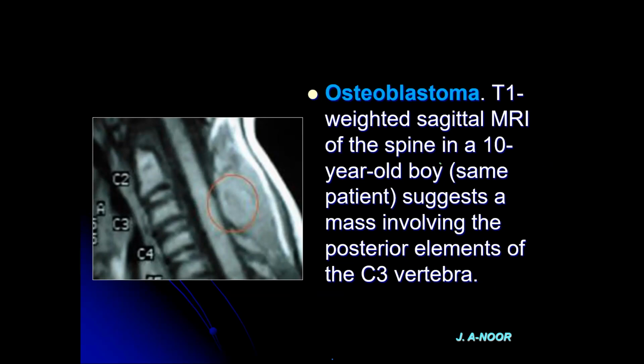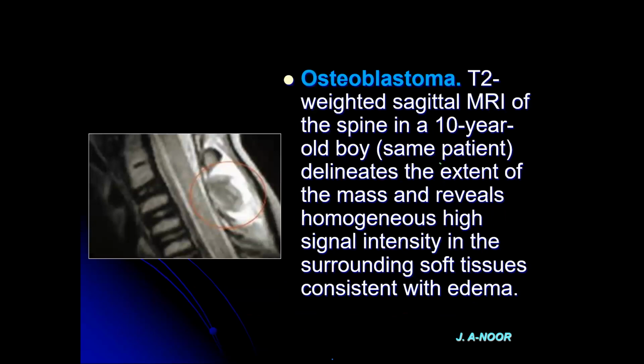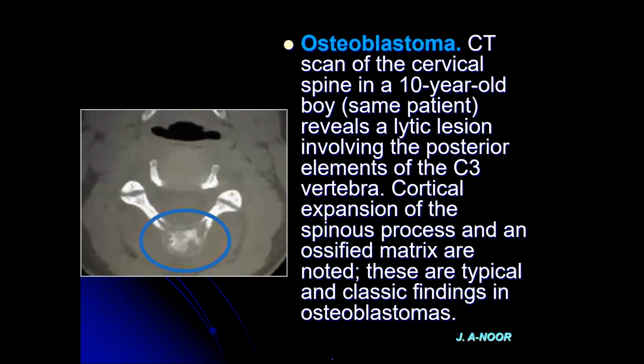This 10-year-old boy had an MRI, and it suggests a mass involving the posterior elements of the C3 vertebra. This shows you it on a T1 weighted gadolinium enhanced sagittal MRI of the spine, and it reveals contrast enhancement of a mass occupying the posterior elements of the C3 vertebra. Likewise over here. So you have to learn that this does occur. This is an osteoblastoma with a lytic area at the level of C3, which shows over here on the CT scan.